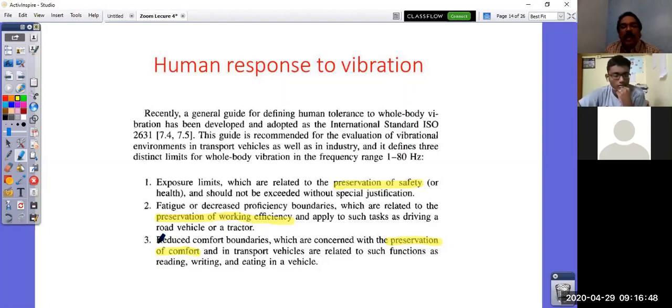You mean to say the higher value of amplitude is permissible for reduced comfort boundaries? No. For reduced comfort boundaries, the amplitude of vibration felt should be very less. The limits are very less. That you can just see from the following slides.